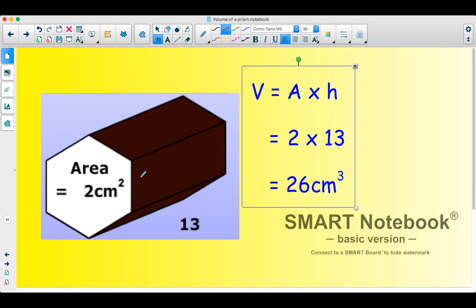Area of this hexagonal prism, the area of the hexagon is 2 centimeters squared. Height is 13. Volume is area times height. 2 times 13 is 26 centimeters cubed. Have a go at the assignments now.